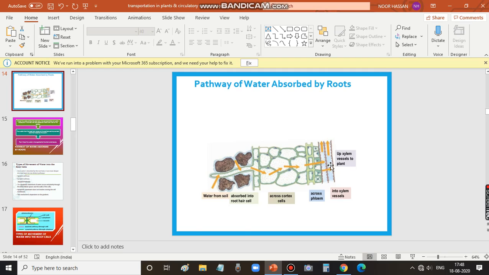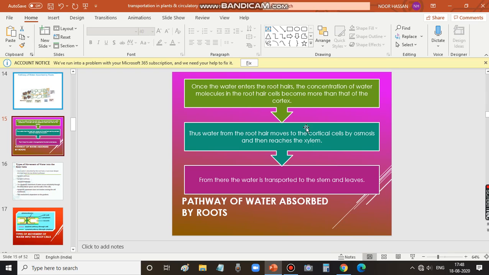Okay, so this is what we discussed in the earlier class, and this is also to show the steps. So once water enters the root hairs, the concentration of the water molecules in the root hair cells becomes more than that of the cortex. So when it occurs, due to pressure or the concentration difference, water from the root hair moves to the cortical cells, that is cells of the cortex, by this process called osmosis, and then reaches the xylem. From there, water is transported to the stem and leaves. Okay, these are the steps to show how water is transported from root hair cells to xylem.